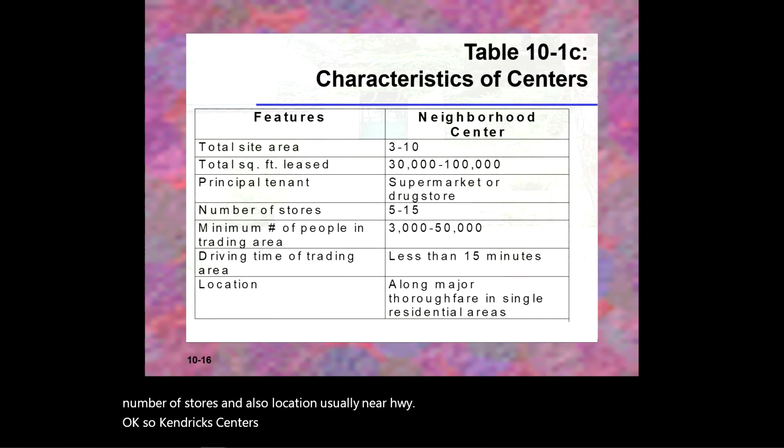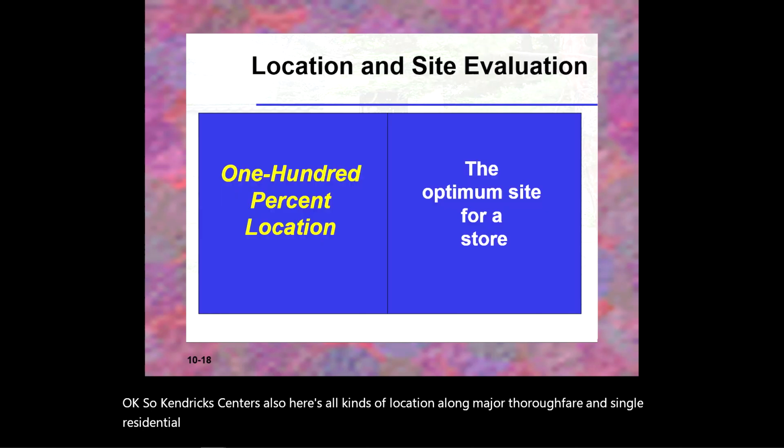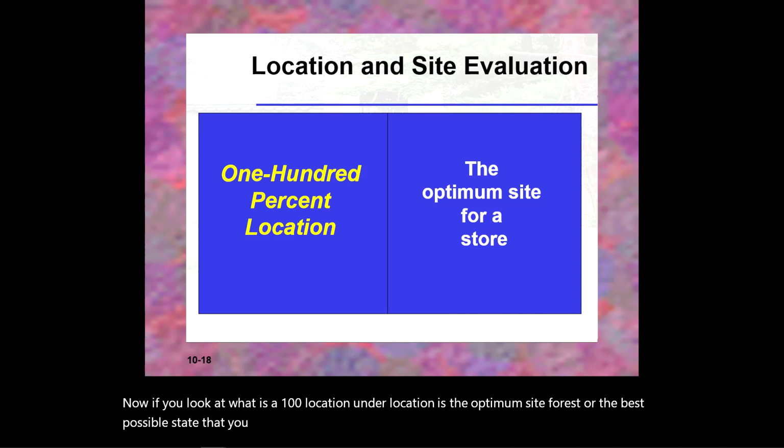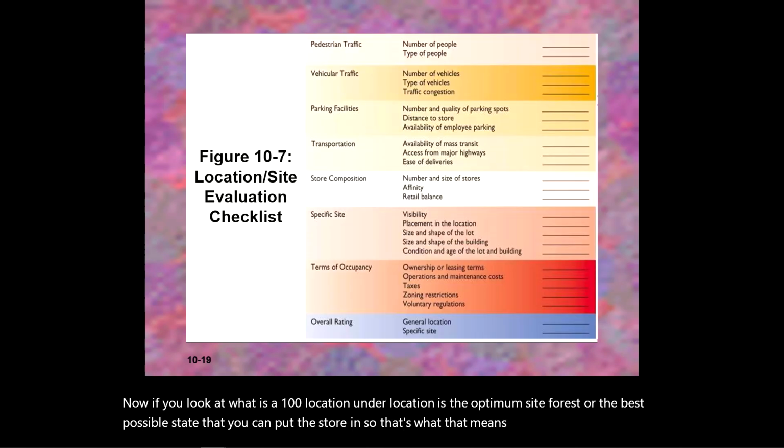Okay, so characteristics of centers. Also, here's all kinds of location along major thoroughfare and single residential areas. Now, if we look at what is a 100% location, a 100% location is the optimum site for a store, the best possible site that you can put a store in.